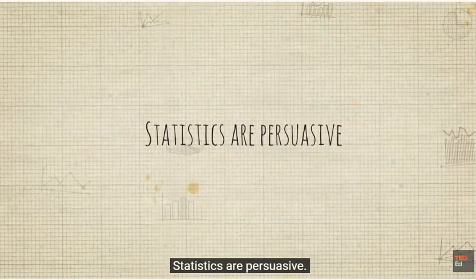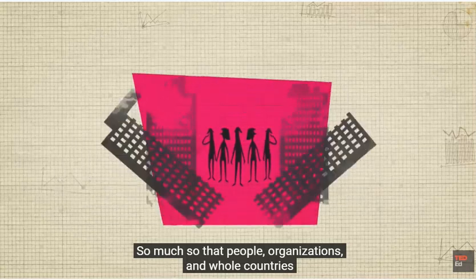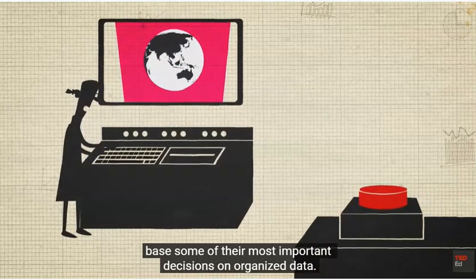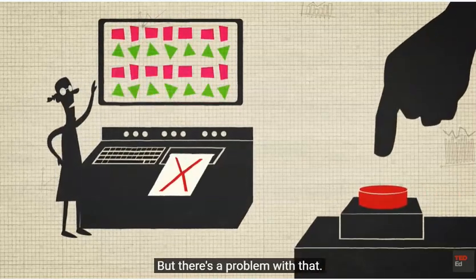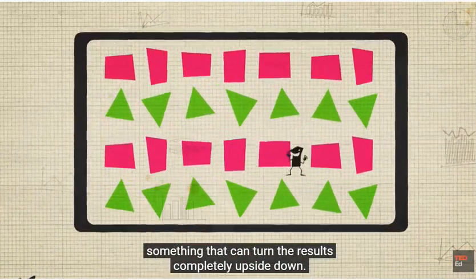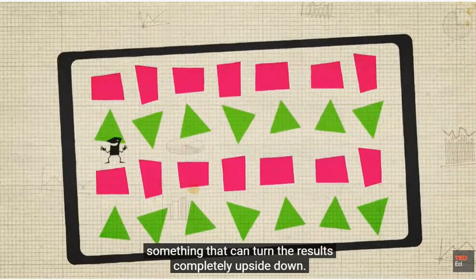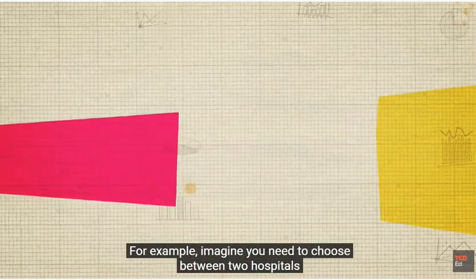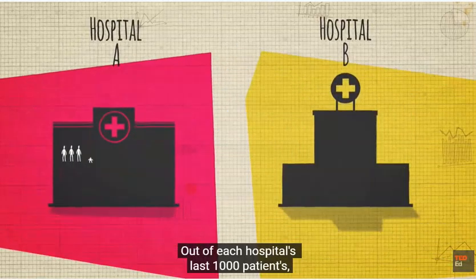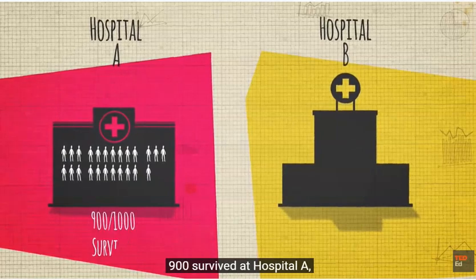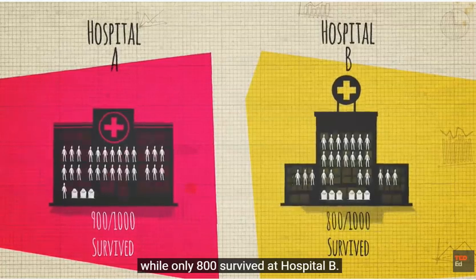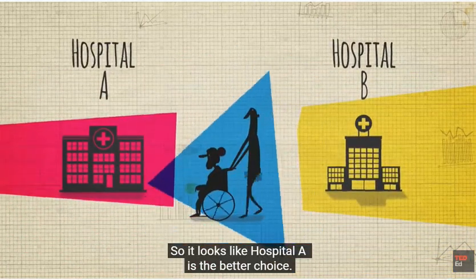Statistics are persuasive, so much so that people, organizations, and whole countries base some of their most important decisions on organized data. But there's a problem with that. Any set of statistics might have something lurking inside it, something that can turn results completely upside down. For example, imagine you need to choose between two hospitals for an elderly relative's surgery. Out of each hospital's last 1,000 patients, 900 survived at Hospital A, while only 800 survived at Hospital B. So it looks like Hospital A is the better choice.